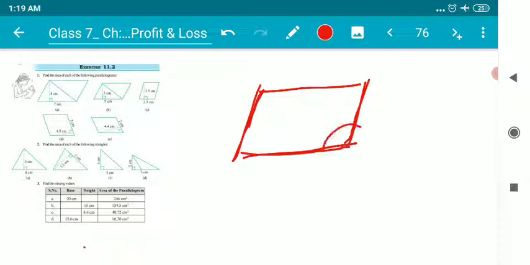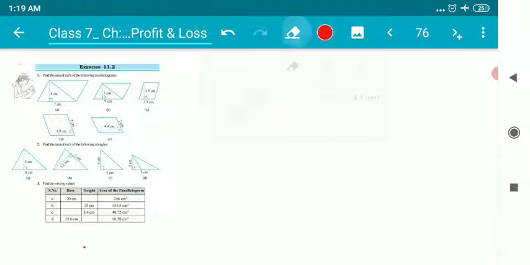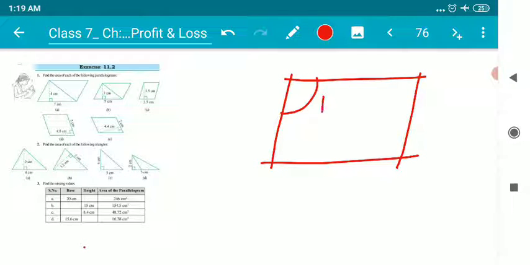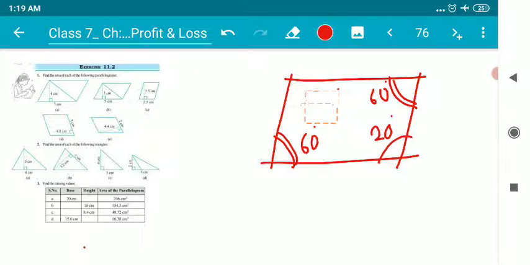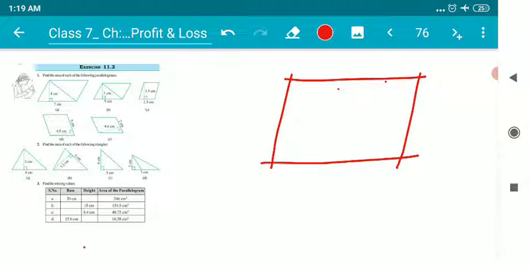And the concept of angles: opposite angles are equal. Let me draw a clean figure. Suppose, children, this angle is 120 degree, the measure of this angle will also be 120 degree. If the measure of this angle is 60 degree, the measure of this angle will also be 60 degree. Because it's a property of a parallelogram that opposite angles are always equal. Apart from angles, more things can be said about parallelograms.